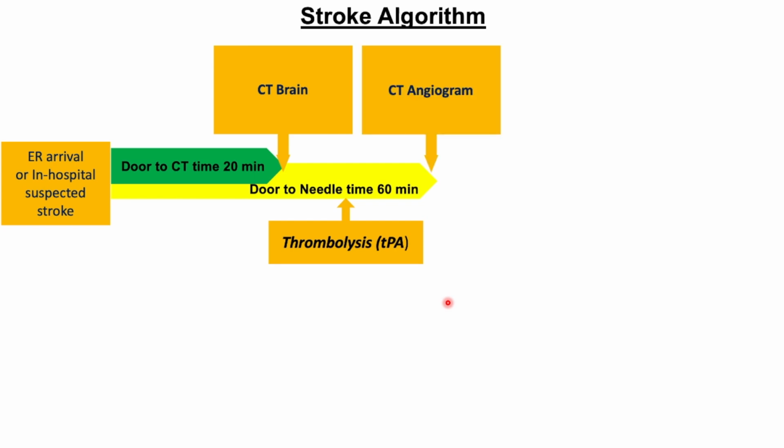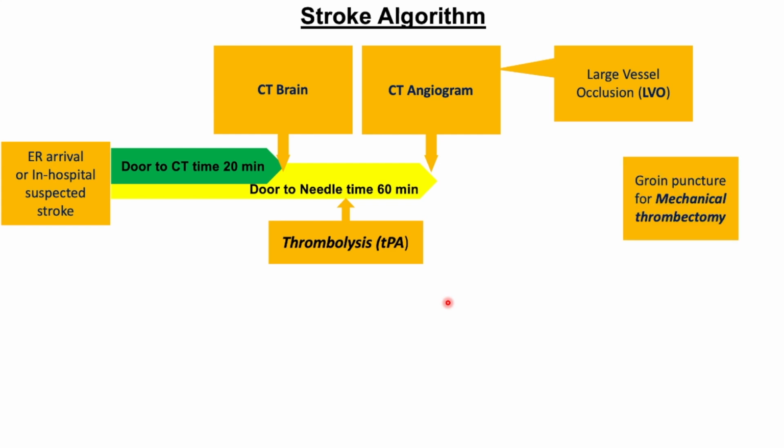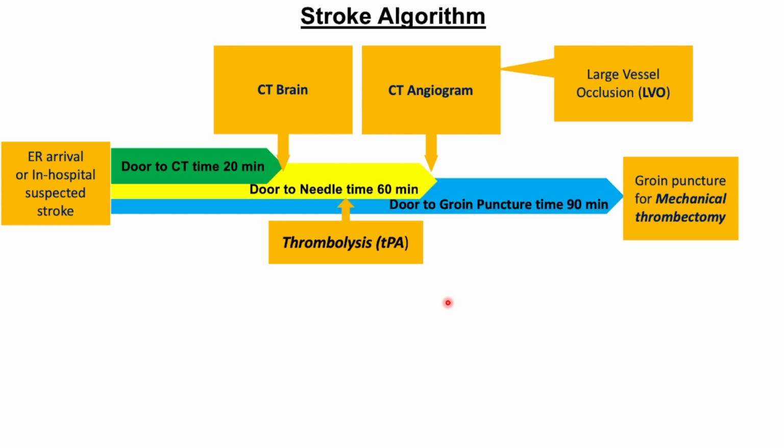That is the goal for starting thrombolysis. The next thing, while the thrombolysis decision has been taken, you do not stop here. You go on to CT angiogram and you want to rule out a large vessel occlusion. If there is a large vessel occlusion, you move that patient to the cath lab and the groin puncture needs to be done within 90 minutes. So the three goals are door to CT time of 20 minutes, door to needle time of 60 minutes, and door to groin puncture time of 90 minutes.